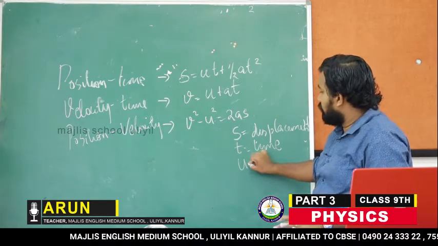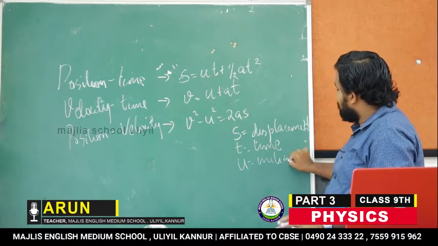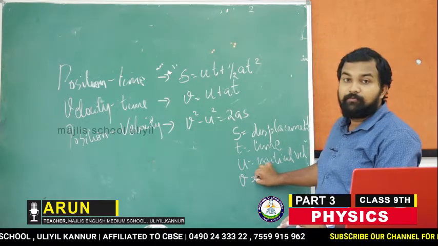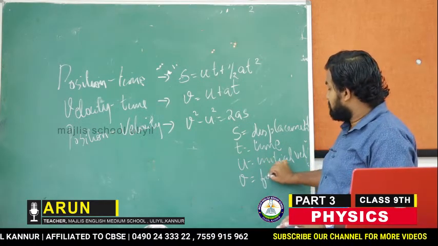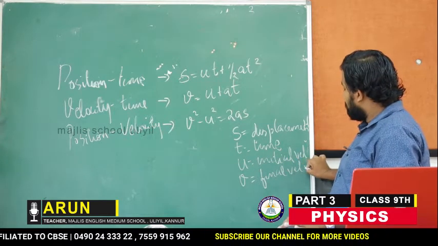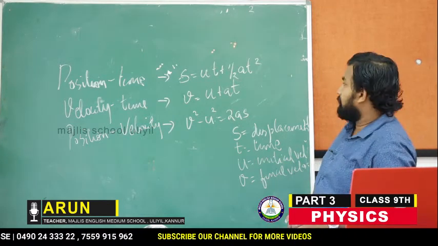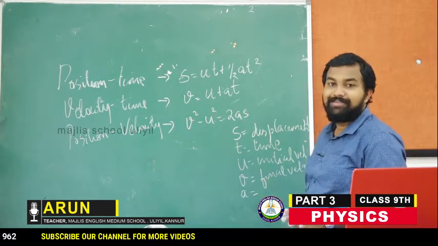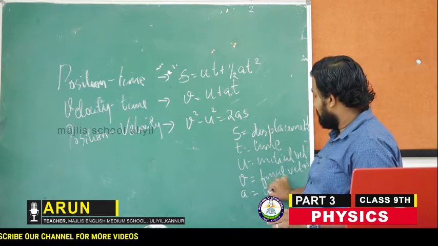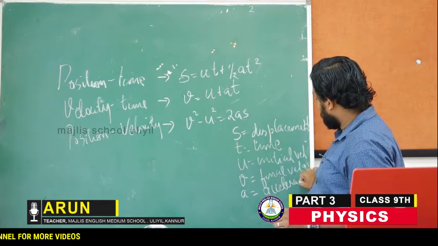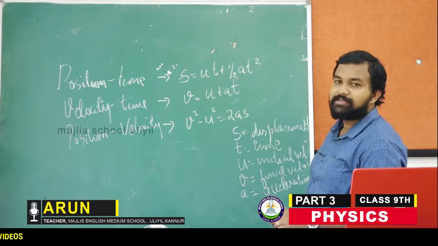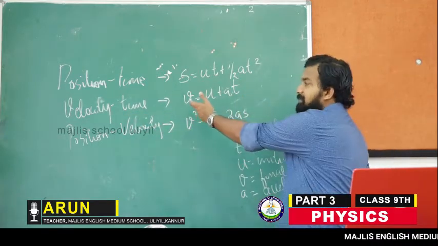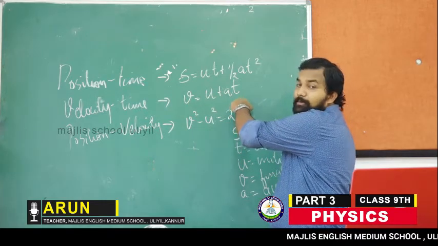Now u, as I told you before, is the initial velocity. What will be v? V will be final velocity. And what is a? A is acceleration. So here, in the velocity time relationship, v is the velocity, u is also velocity, and there is time t.